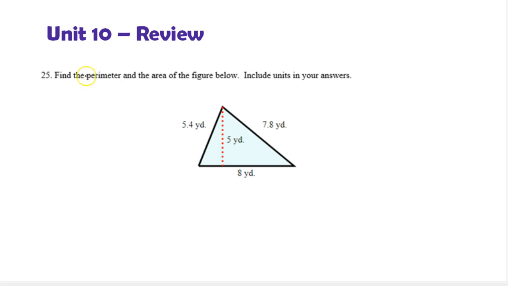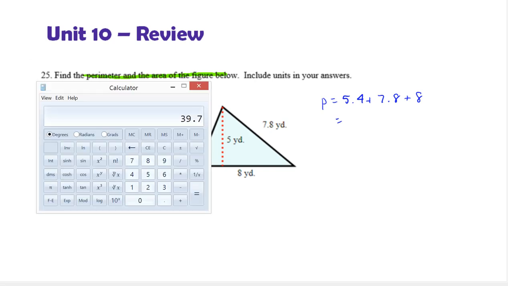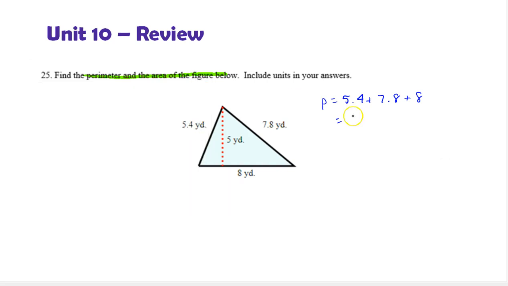Okay. Find the perimeter and area of the triangle. Okay. So the perimeter, once again, all you need for a perimeter is to add up the sides. There's 3 sides, we're given them all. So it's 5.4 plus 7.8 plus 8. Which is 21.2, and our units are yards.